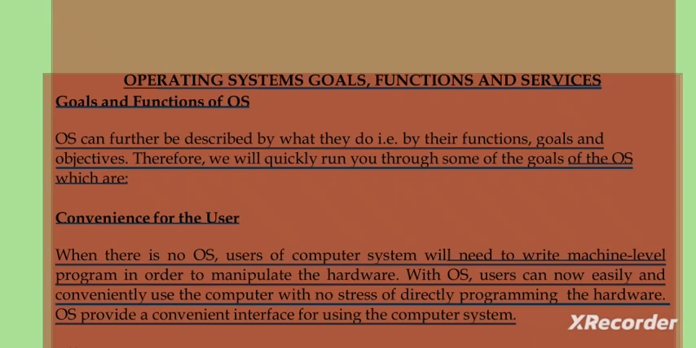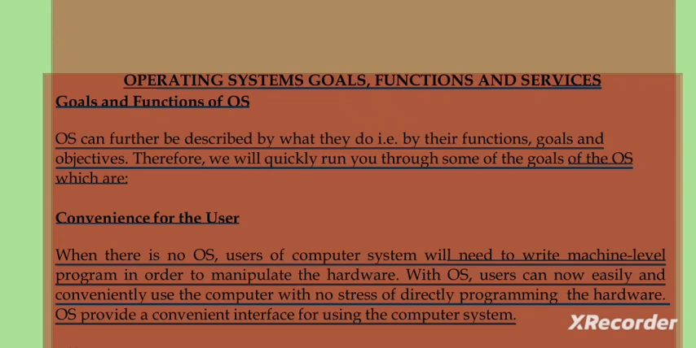This is our lecture 2 on operating systems. In our first lecture, we talked about the various types of operating systems. We defined them and we gave some examples. Now, in this lecture, we are going to look at the functions of the operating systems.